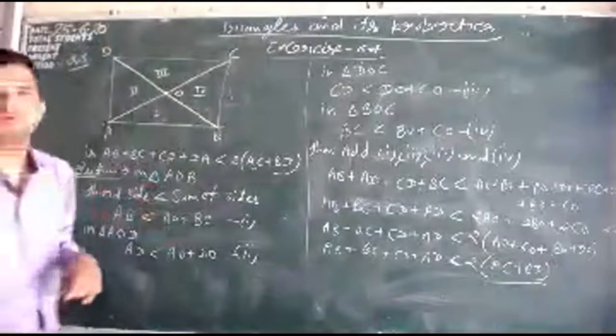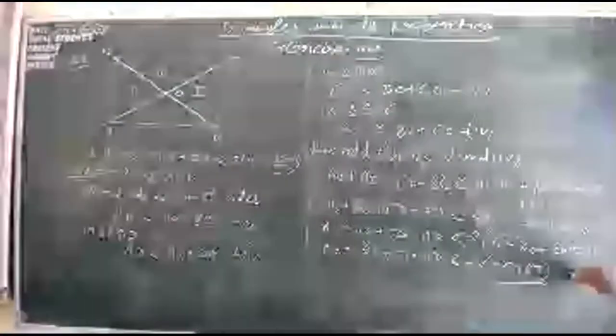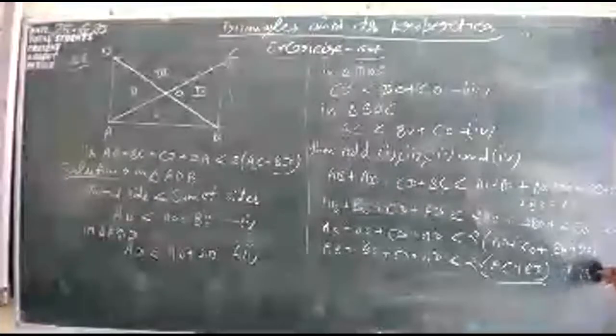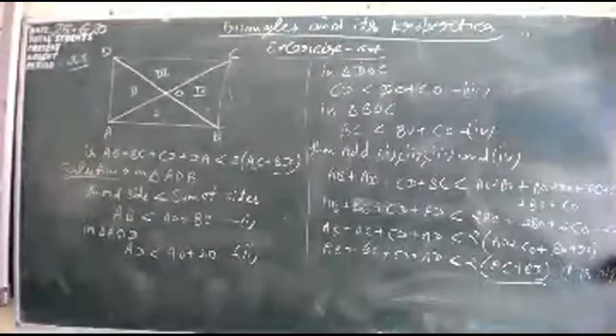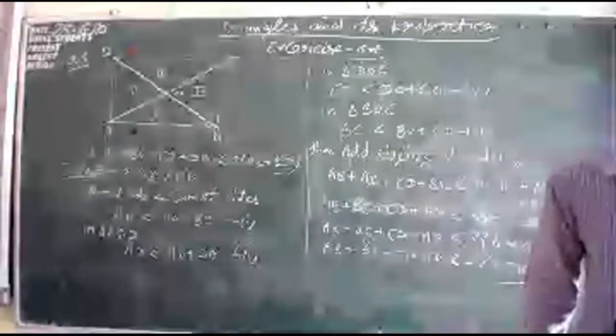This statement is true. It means we can write here hence proved, or we can write this statement is right. It is right. Okay. That means we have got the proof. That's your exercise 6.4 fifth question.